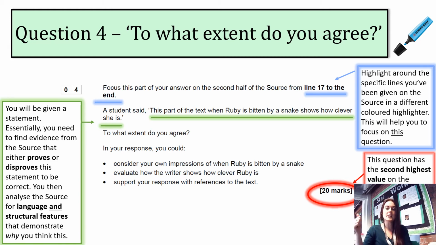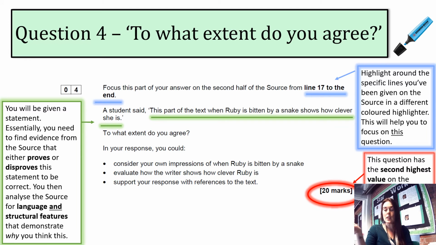It's worth the same as question 1, 2 and 3 together, so you've got to make sure you get to it. Stick to those timings, get to question 4. It will always tell you to focus your part of an answer on the second half of the source, and it'll give you a section. Make sure you select that section, line 17 at the end in here.